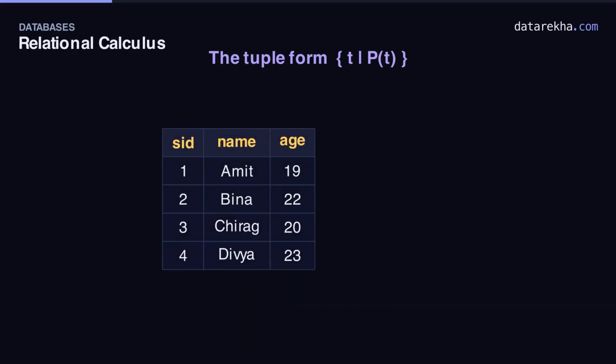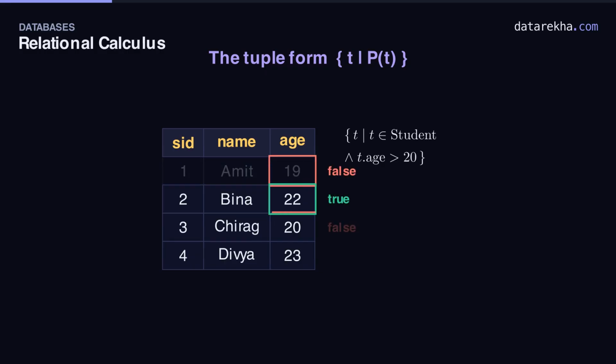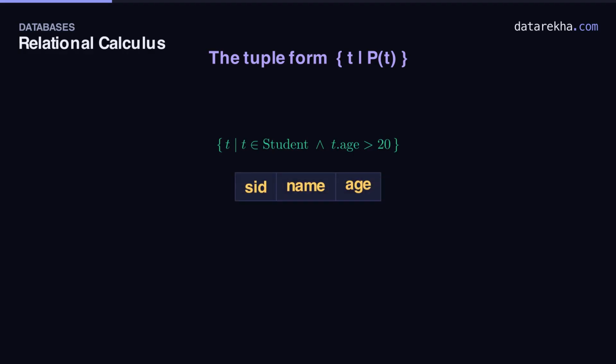Let's make it real. Here's a student table and a query in that form: the set of tuples T where T is in student and T dot age is greater than 20. To evaluate it, we just try every row as T. Amit is 19, not above 20, so no. Bina is 22. Yes, she qualifies. Chirag is exactly 20, and 20 is not greater than 20, so he's out. Divya is 23. Yes. So the result holds two tuples, Bina and Divya. Notice we never told the system to scan rows. We only described the rows we wanted, and the answer fell out.